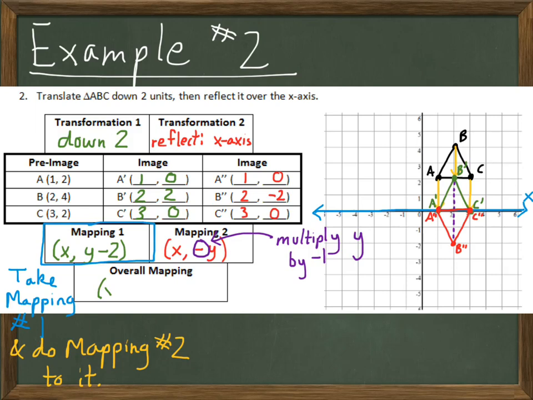Okay, so I'm going to start with my overall mapping, or the mapping number 1. Now I need to take the y coordinate and multiply by negative 1. Now notice, I have to multiply the entire y coordinate by negative 1. That's why I added the extra parentheses. So in order to figure out the overall mapping, I need to distribute that negative sign. When I do that, x is still x, then we'll have negative y, and negative negative 2 would be plus 2. So my mapping is (x, negative y plus 2).